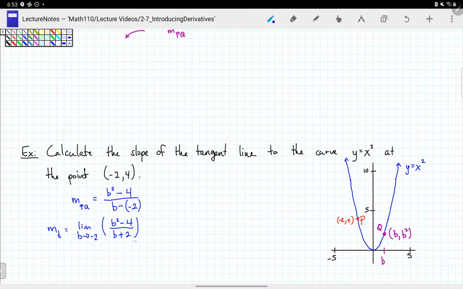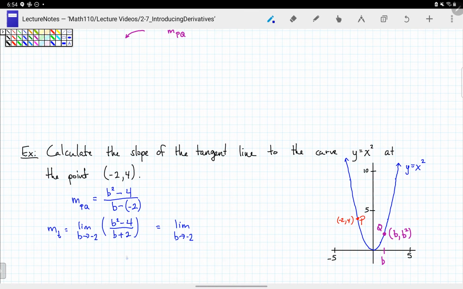So this is the limit as b goes to -2. Let's see. If I was to try direct substitution, you can see it's not going to work, and you should get that it will give you a 0 in the numerator and denominator. So there's a chance that this limit might exist.